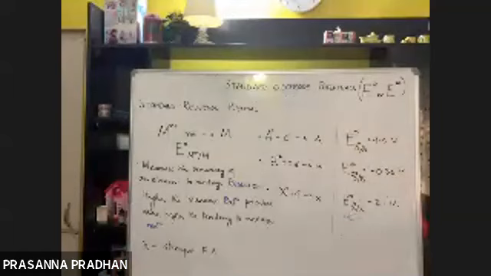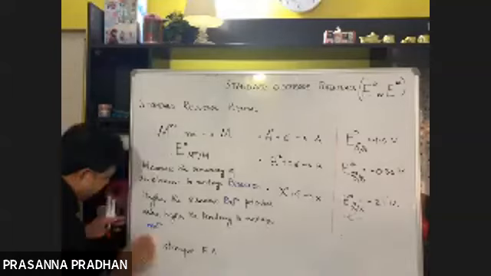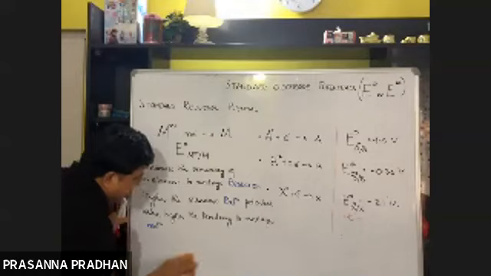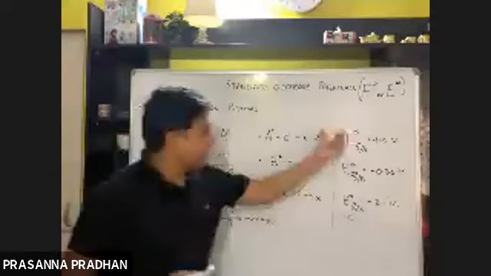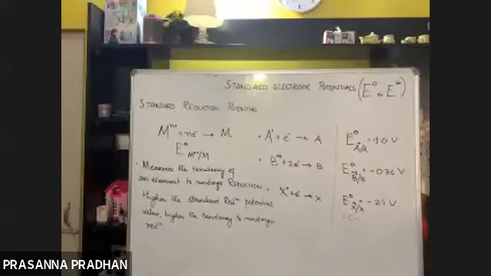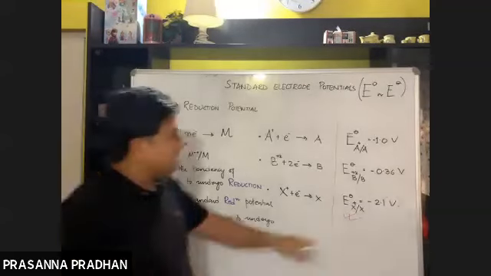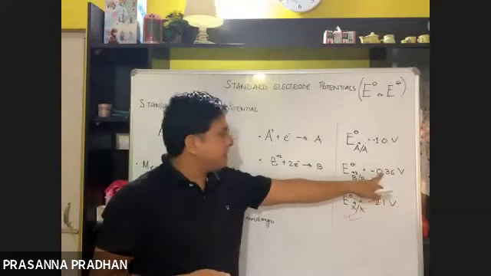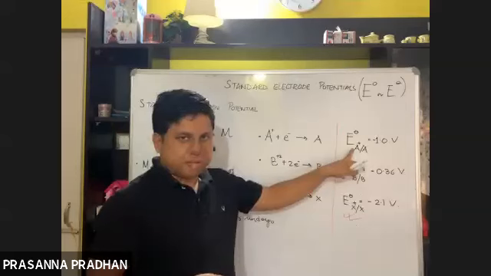opposite of one another. Now again you tell me, which one has the highest tendency to undergo reduction among these three? So B. Okay, now we have to compare the values. So I think minus 0.36 is the highest value. Okay, fine. So which one has the highest tendency to undergo reduction? B dipositive. So yes, here we see that B dipositive has the highest reduction potential value. So B dipositive has the highest tendency to undergo reduction, followed by A positive, followed by X positive.